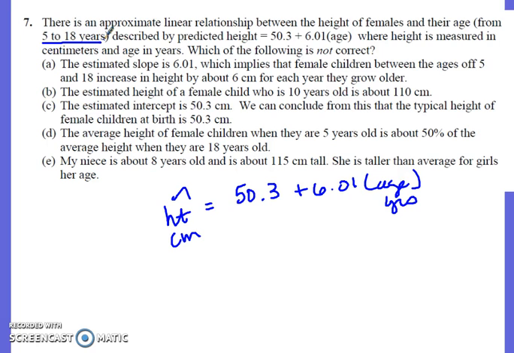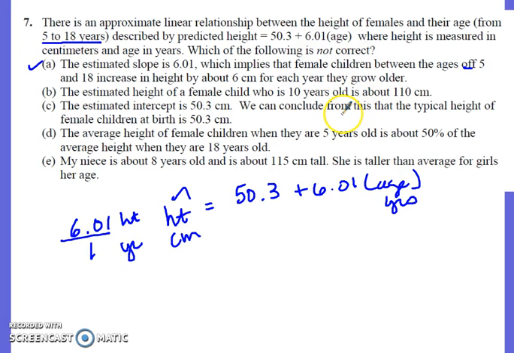The estimated slope is 6.01. That is the correct slope, which implies that female children between the ages of 5 and 18 increase in height by about 6 centimeters for each year they grow older. That is the correct interpretation. So if this is 6.01, it's change in y, which is height, over age, which is years. So every time they increase in age by 1 year, their height increases by 6.01. So that's true. The estimated height of a female who is 10 years old is about 110 centimeters.